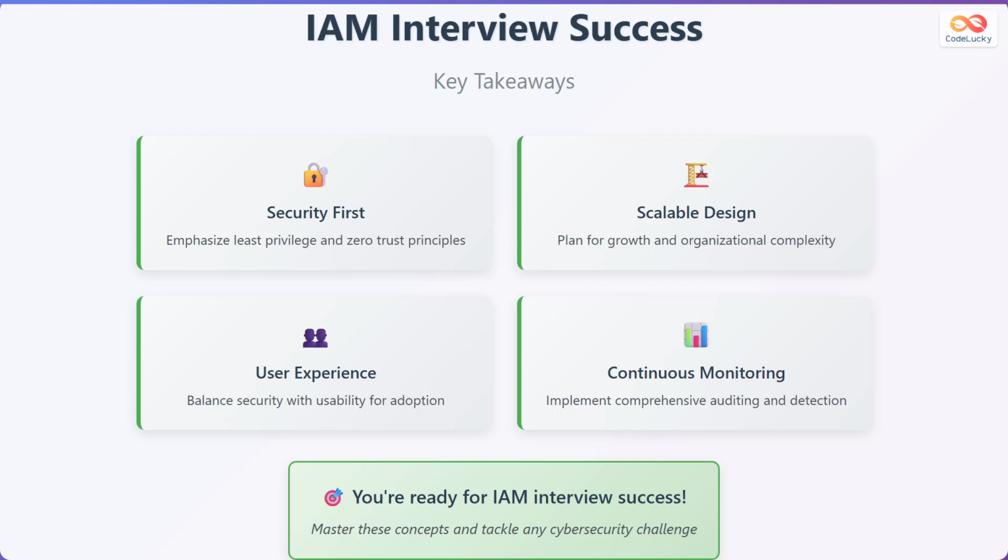Master these IAM concepts, and you'll be well prepared to tackle any identity and access management interview question with confidence. These fundamentals will serve as the foundation for your cybersecurity career journey.